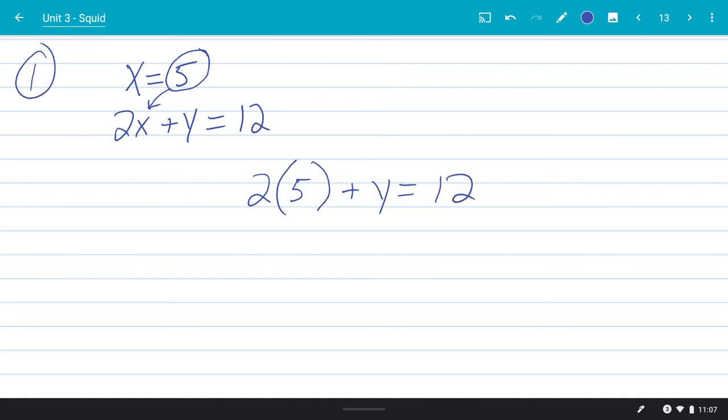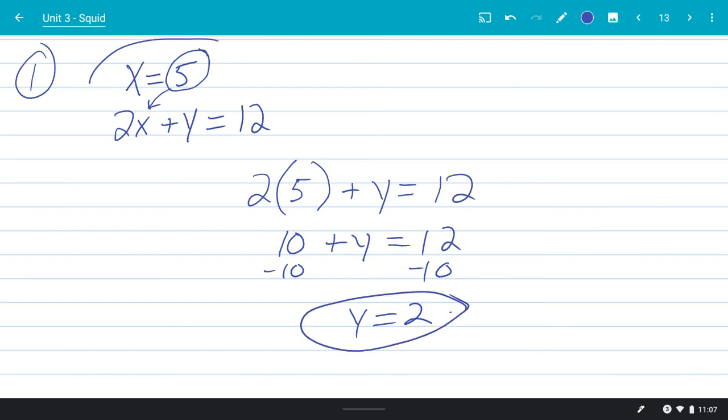Now I just do my arithmetic. 2 times 5 is 10, plus y equals 12. Subtract 10 from both sides. y equals 2. So now I actually have both my solutions, and my point of intersection would be (5, 2). If I had graphed both those lines, they would have intersected at (5, 2). Now you can see in that particular case, it's a very simple substitution problem.